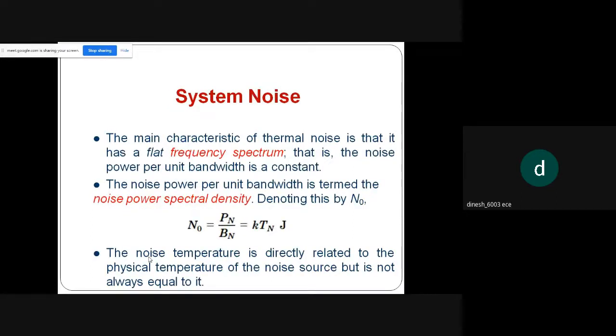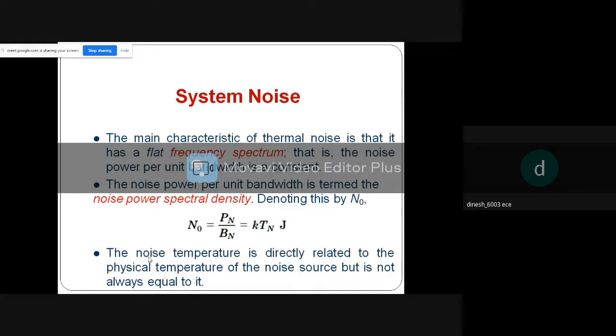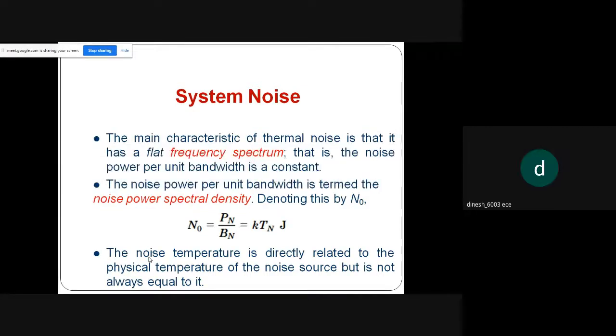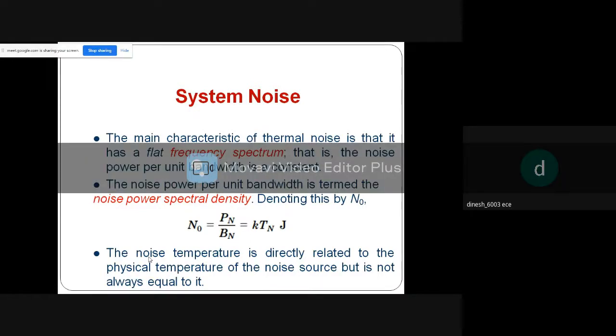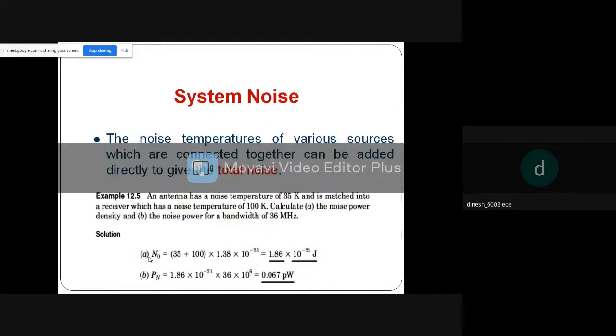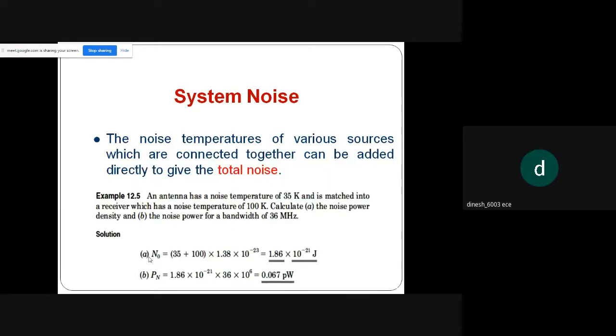The main characteristic of this thermal noise is that it has a flat frequency spectrum, which means noise power per unit bandwidth remains constant. So for this we need to find the noise power spectral density, N0 equals Pn by Bn, which is k into Tn, measured in joules. The noise temperatures of various sources which are connected together will be added directly to give the total noise.